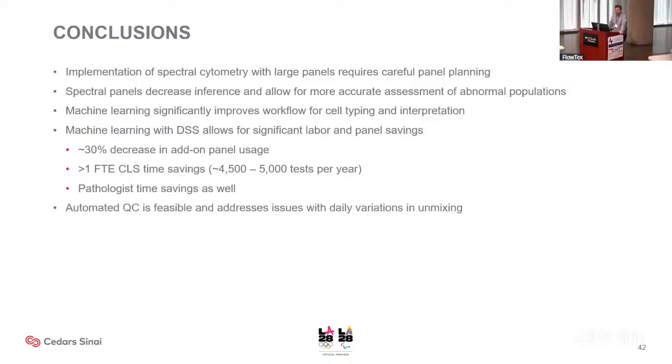Automated QC is definitely feasible and addresses a lot of the issues with daily variation and unmixing. And some of the next steps we're going through right now: validation of compensation adjustments using autofluorescent channels as well. We find it difficult to run an autofluorescent sample for every single sample that comes through our lab because we use this for CSFs, we use this for fluids. So we use a single reference for autofluorescence, and that does get variation from sample to sample, so we can actually correct for that as well.